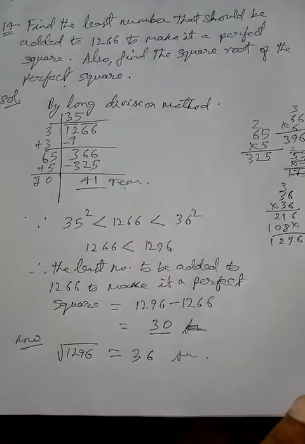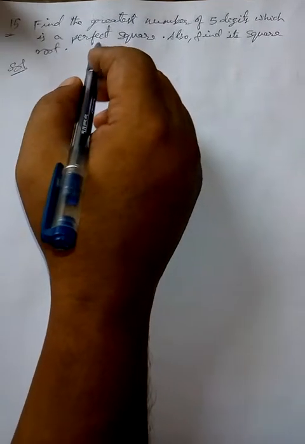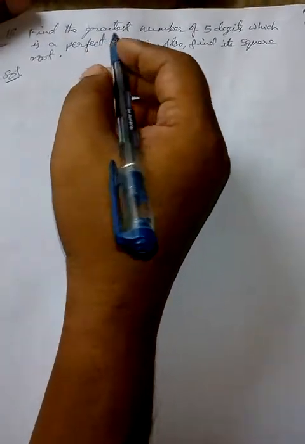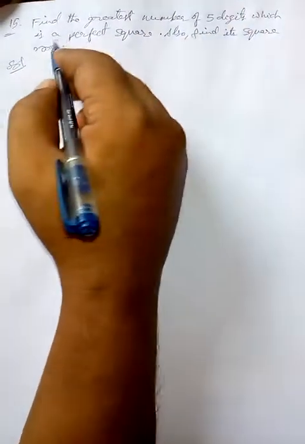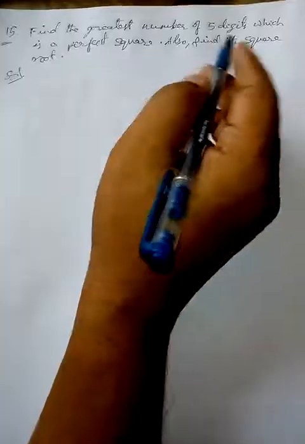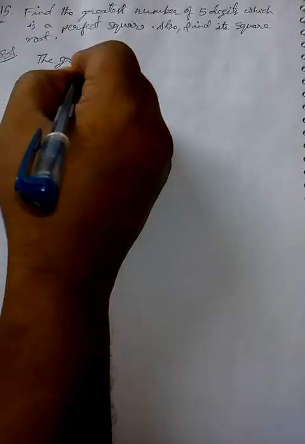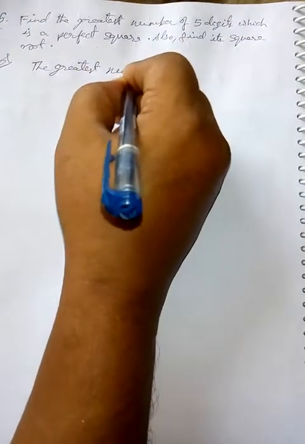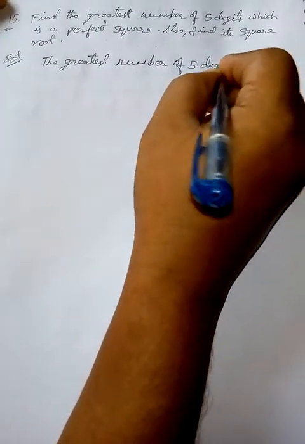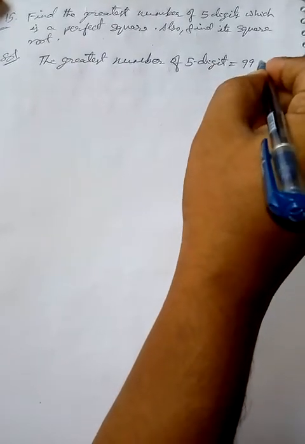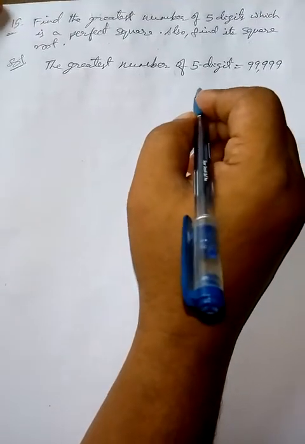Next question in the next page. Now let's do the 15th question of exercise 3.3. The question is: find the greatest number of 5 digits which is a perfect square. Also find its square root. So we first write the greatest number of 5 digits, which is 99999. This is 5 times 9, the greatest number.